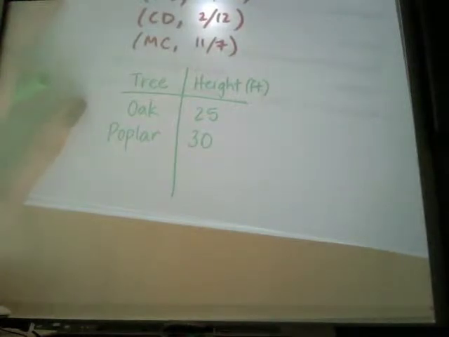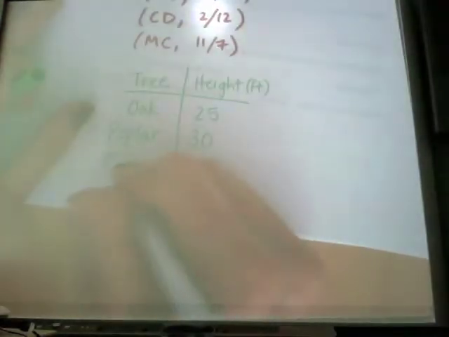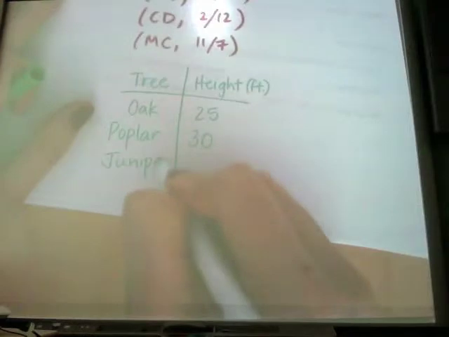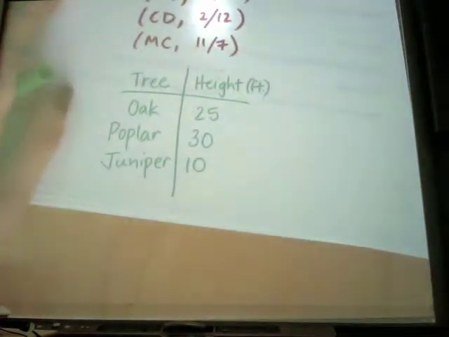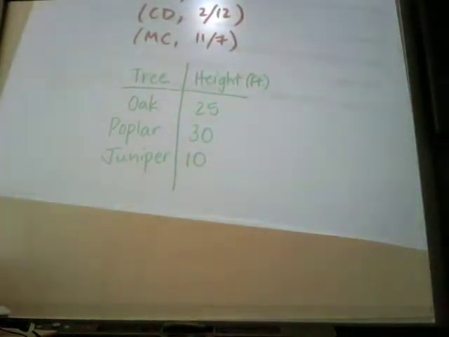Let's get one more up there. Let's say a juniper. Those are often shorter, sometimes even more trimmed down to be more of like a hedge. Okay, I'm just going to do 3. Your book gives more examples, but I'm trying to shorten it up here. Could you make this into a graph? And if so, what kind of graph would you do?